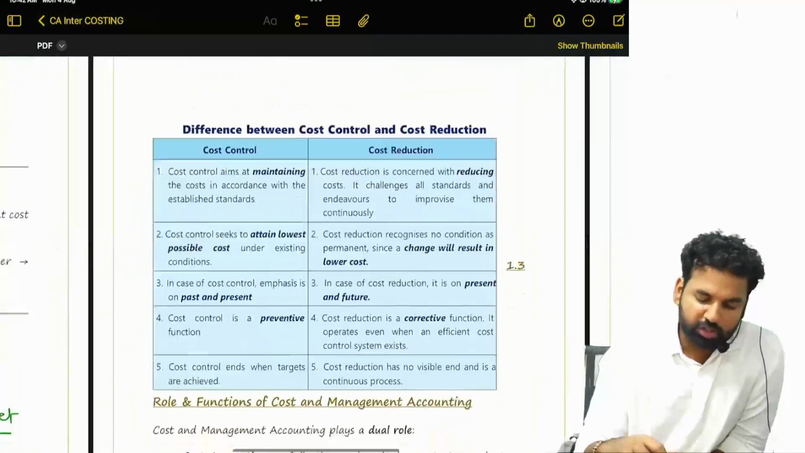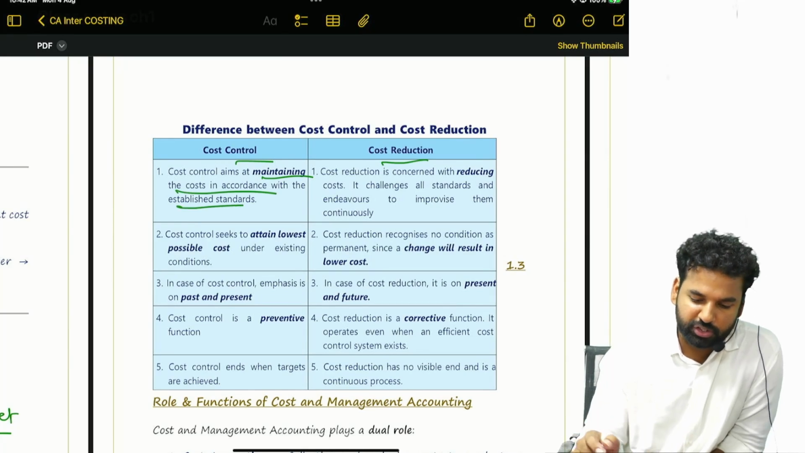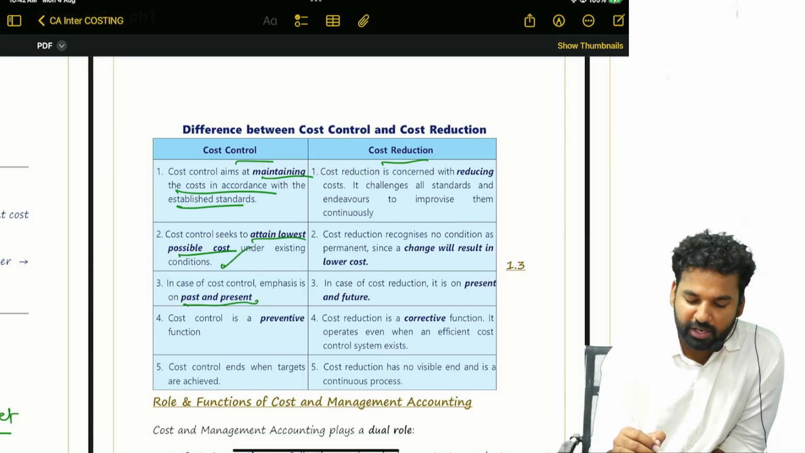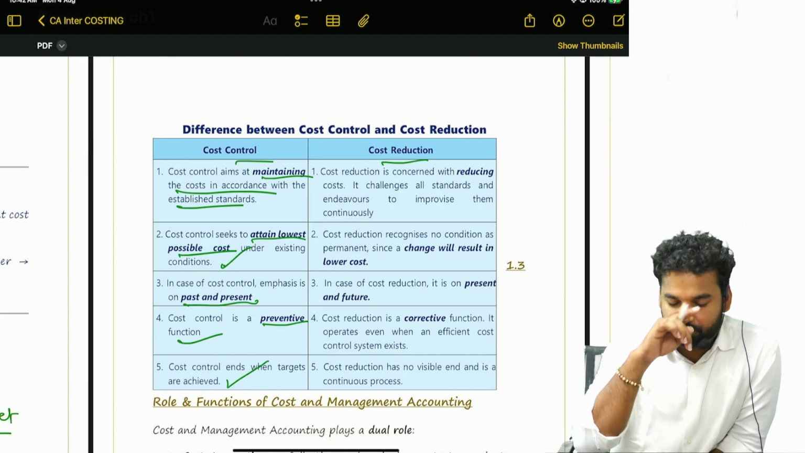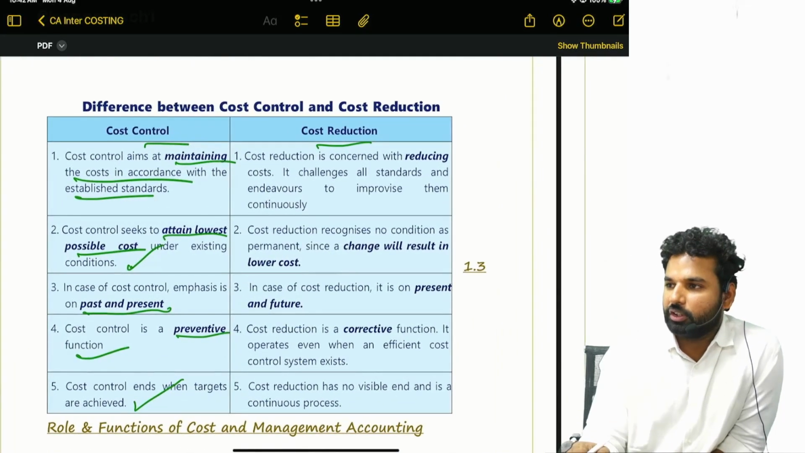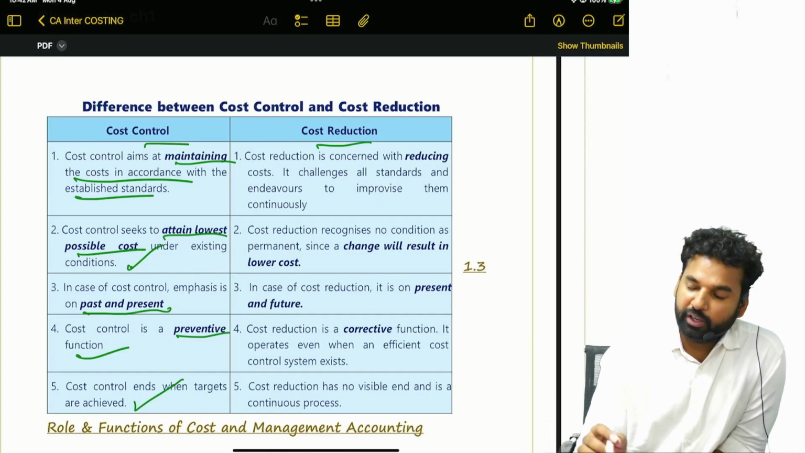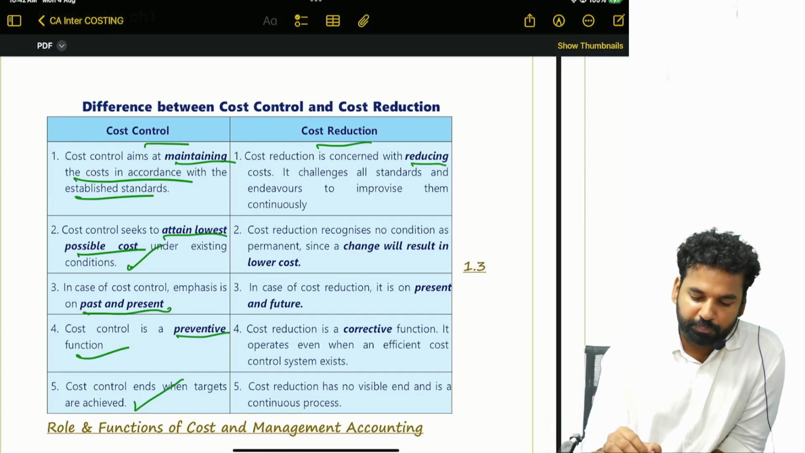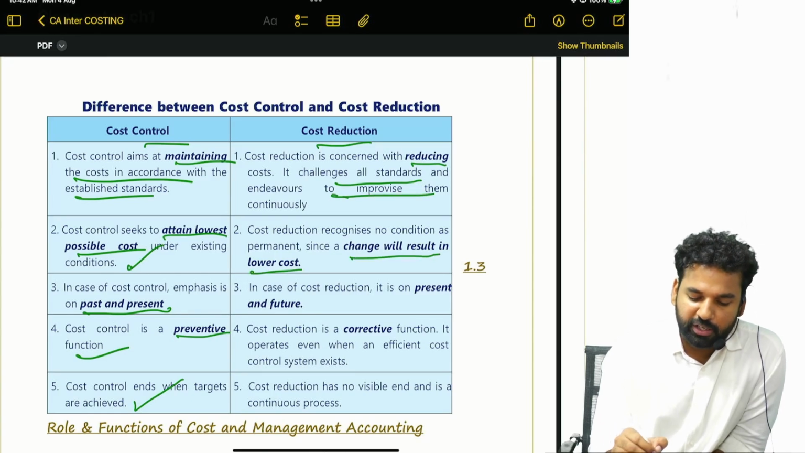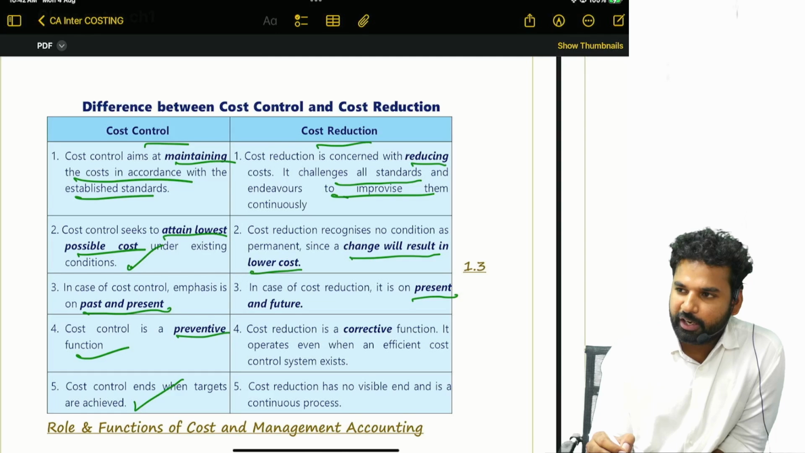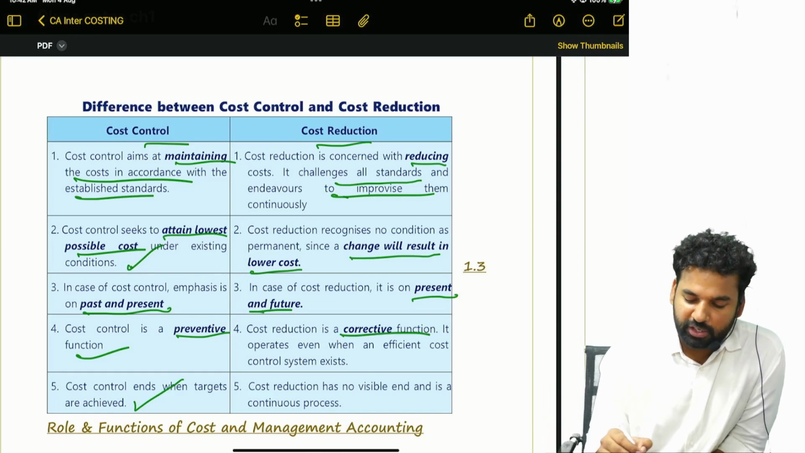Right. So the difference between cost control and cost reduction we have seen. Cost control is maintaining the cost in accordance with the established standards, and attaining lowest possible cost under existing conditions. It is based on past and present data and is a preventive function. It ends with the target when the targets are achieved. So cost reduction is a never-ending process. Once we reach a particular target, then also we will try for another innovative method in order to reduce the cost. So reducing cost challenges all the standards, endeavors to improve them continuously, and change will result in a lower cost. It is based on the present data for the future, and it is a corrective function.